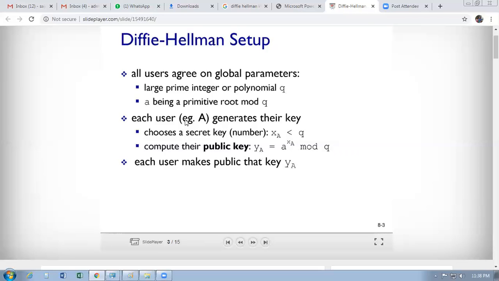Like A, the other person B also generates the keys. He can choose his own private key XB, and using this key XB, he can calculate the public key YB. The formula is A power XB modulus Q. So like that, each user generates their secret key and public key, and the public key of A is given to B and the public key of B is given to A. So that's the completion of the second step, key generation.